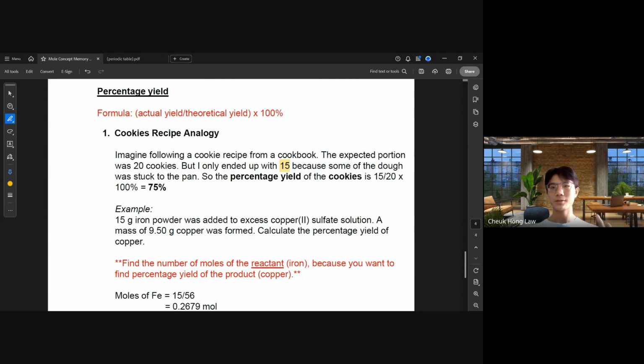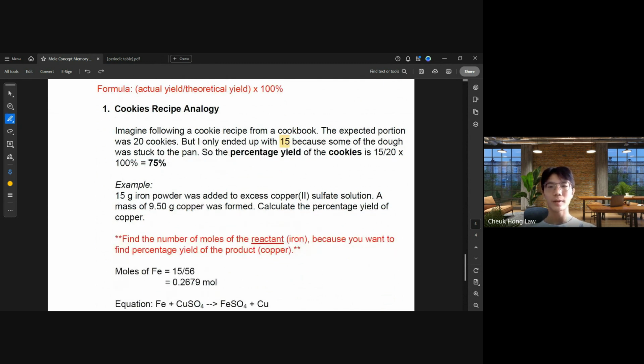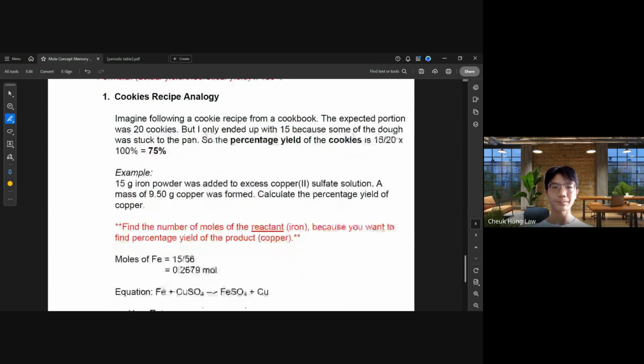So the percentage yield is the actual yield, which is 15, the actual amount that I got, divided by the theoretical yield, how much I'm expected to get, 20, times 100%. So the percentage yield of cookies is 75%. So you can see how this is different from percentage purity. Percentage purity is for the reactant, but percentage yield is for the product. So let's look at the example below.